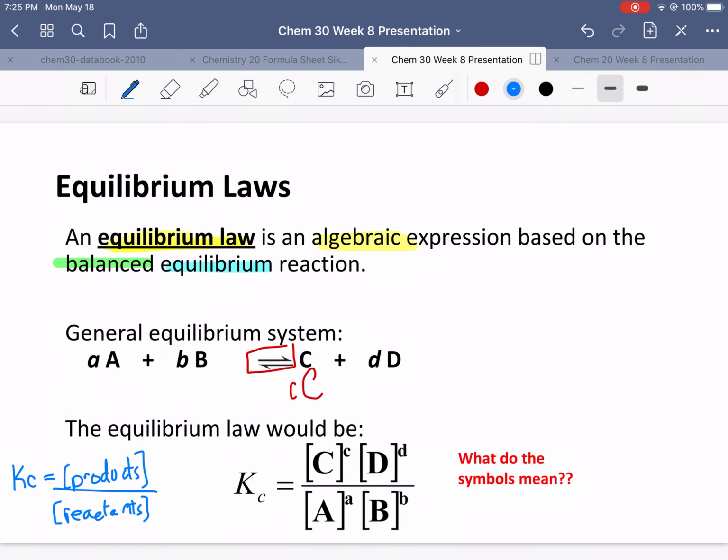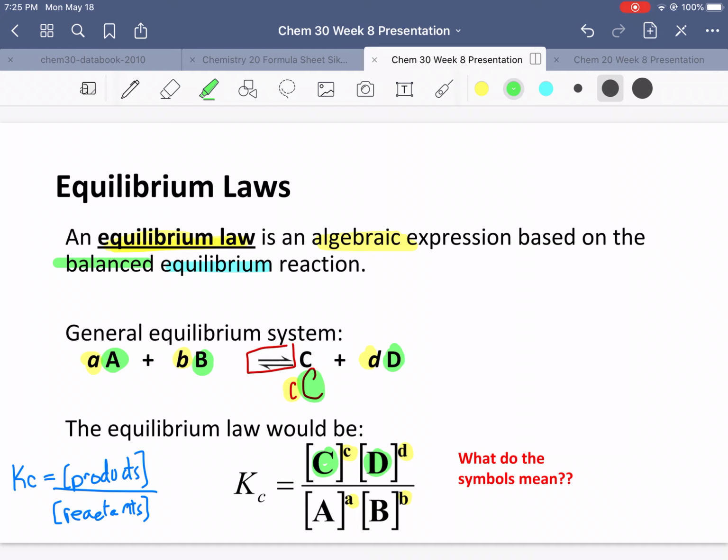In terms of what the whole law is built up of, I'm going to go through and do a little bit of highlighting to show you how this works. Now we've got lowercase a, lowercase b, lowercase c, and lowercase d. These are all the coefficients, hence the balancing. And you can see down in the equilibrium law, those exact same coefficients are being used as exponents on the concentrations. This is key. Now, those uppercase letters in the square brackets are representative of the concentrations of each different chemical.